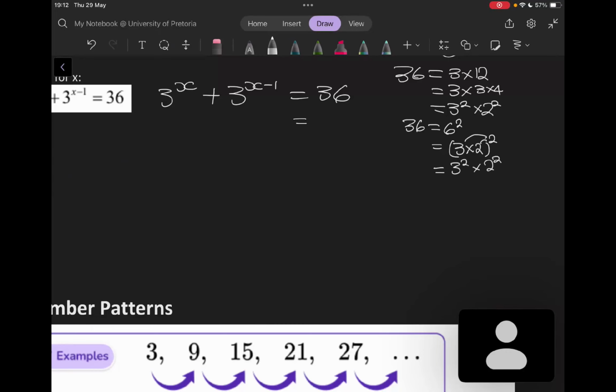Could you please repeat that? I didn't hear you. I'm so lost, sir. How did you get to 36 is equal to 3 times 12? 36 is equal to 3 times 12.